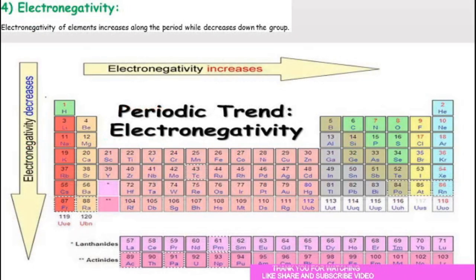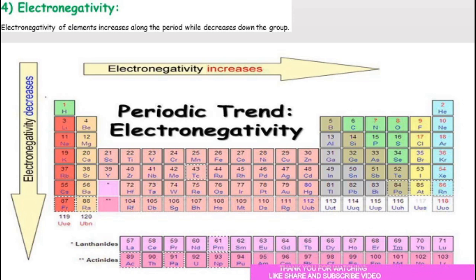Now we see electronegativity. What is electronegativity? Electronegativity is the power or the energy of an atom to attract the shared pair of electrons towards itself. That atom is called an electronegative element. So the electronegativity of elements increases along the period while it decreases down the group. According to this, from left to right, electronegativity always increases.